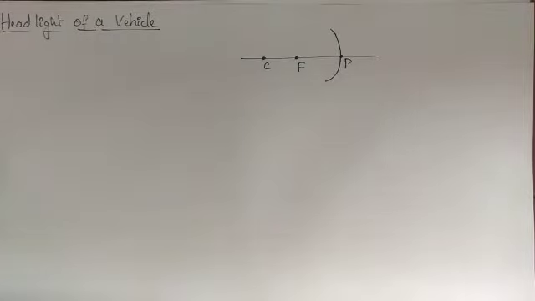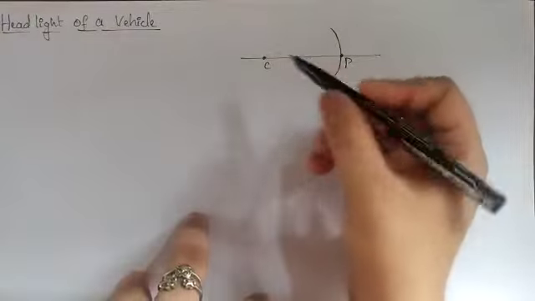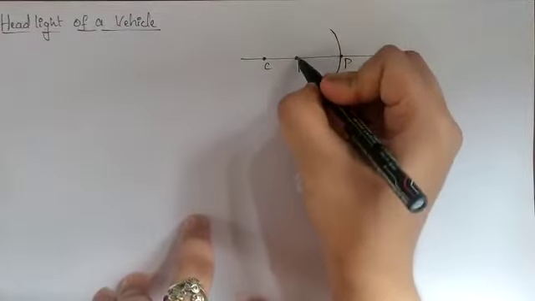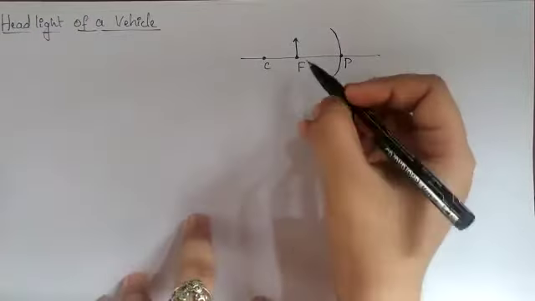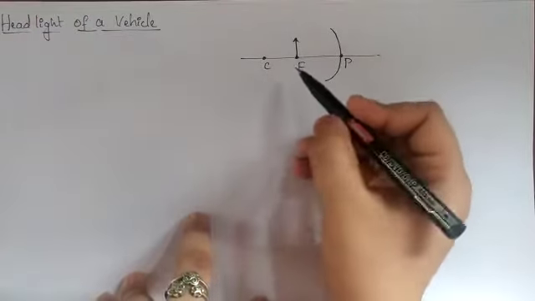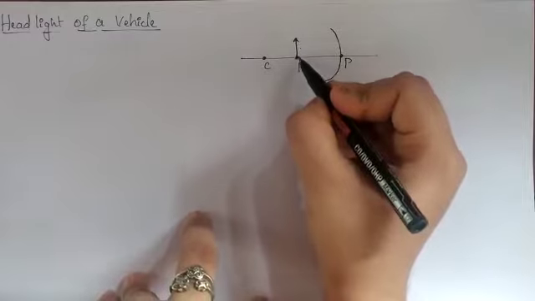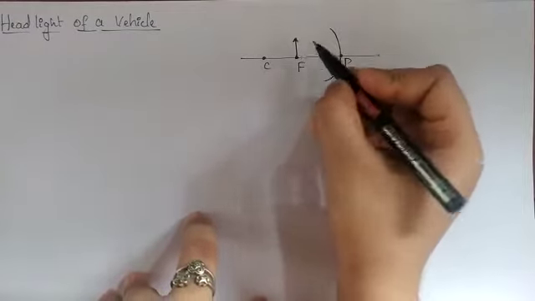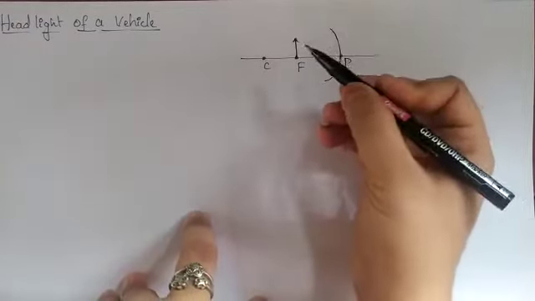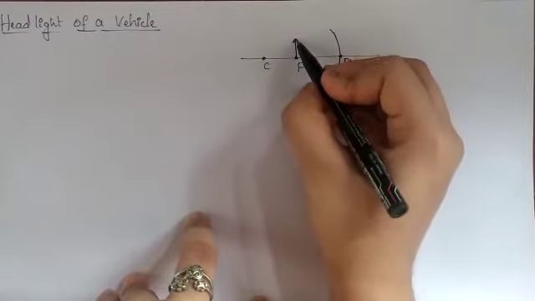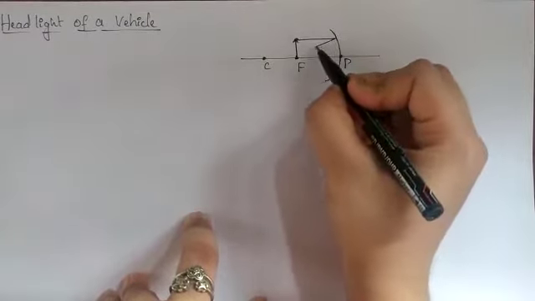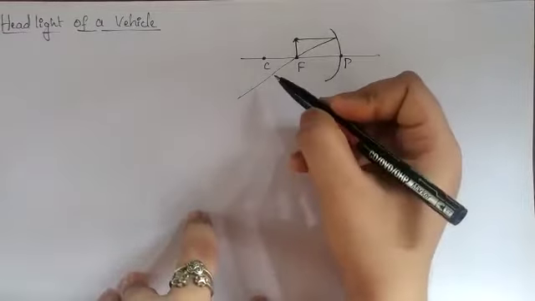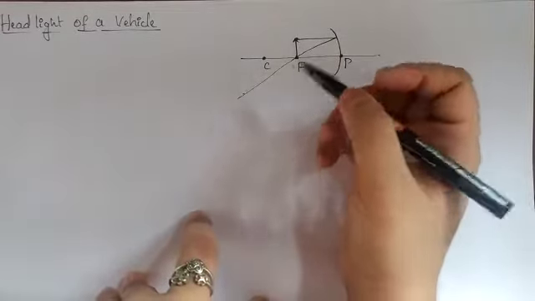In the case of the headlight of a vehicle, or for example a flashlight, the bulb is placed at the principal focus. That means the object is kept at the principal focus. Now you have to use two rules here. One rule: a ray parallel to the principal axis, after reflection, moves back through the principal focus.